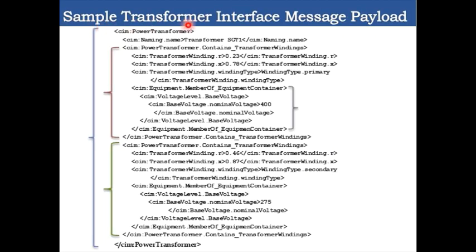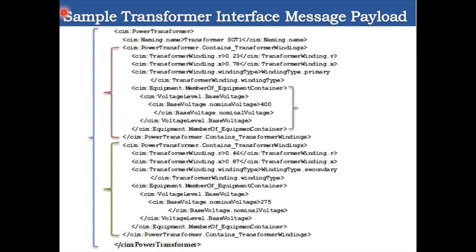Now you can see the sample transformer interface message payload, which is created after the classes which we compiled in the previous slide. When you create the message payload, that is the SIM XML file, you will see a structure like this. Using SIM software such as the SIM tool, when you convert the profile into the schema and then fill the data into the schema, you will get this kind of structure.